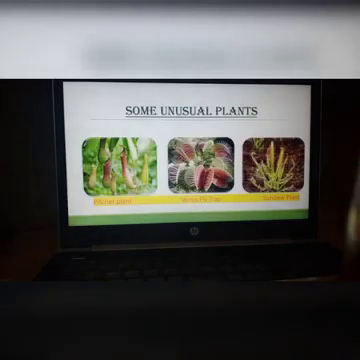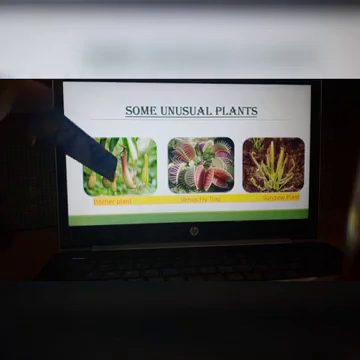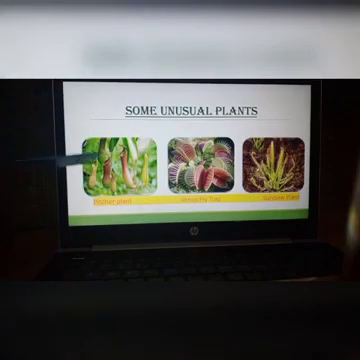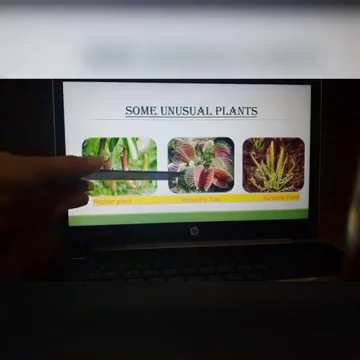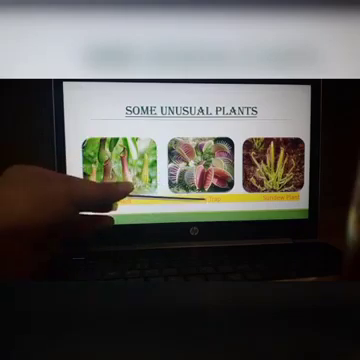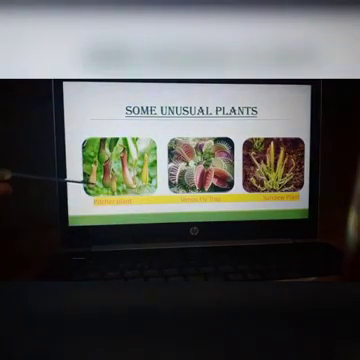Our next topic is, students, some unusual plants. As you can see from these images, these are plants, but they look very different from the general plant. Just imagine a tulsi plant and now look at this plant. Are they similar in any way? No, they are not similar.